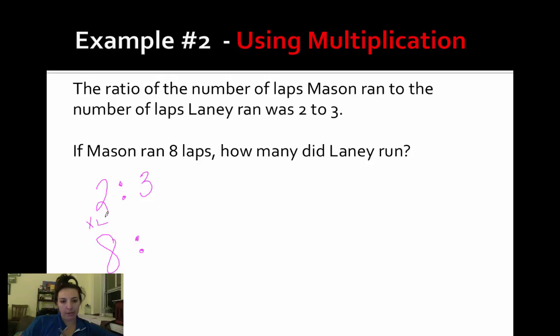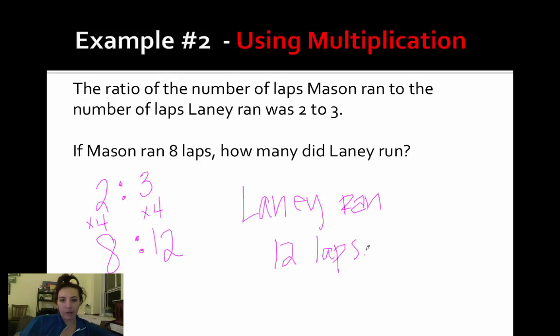So for this, 2 times 4 equals 8. So we have to do the same thing for this side of the ratio. 3 times 4 is 12. So that means Laney ran 12 laps. Okay. If Mason ran 8 laps and their ratio was equivalent, which would be 3 miles, because 1 mile is 4 laps around a track.